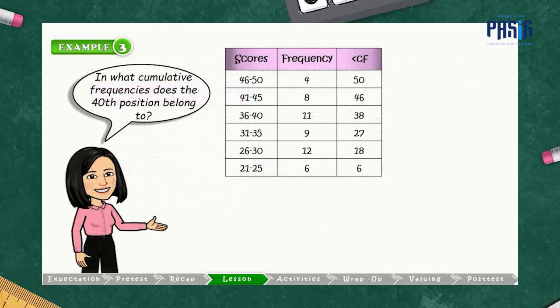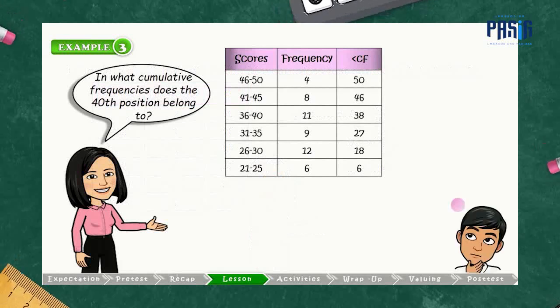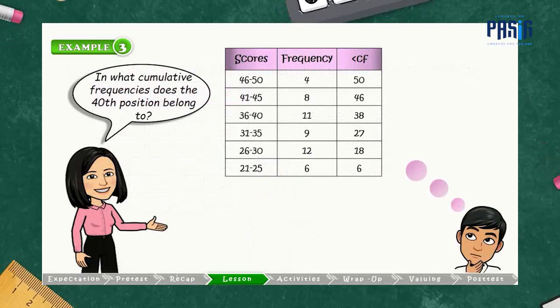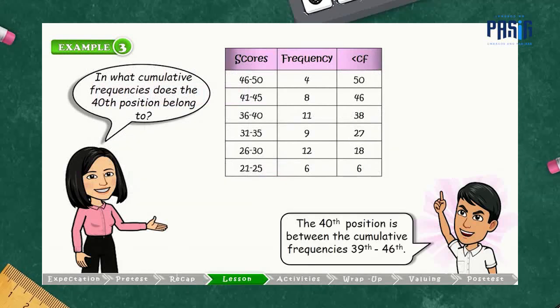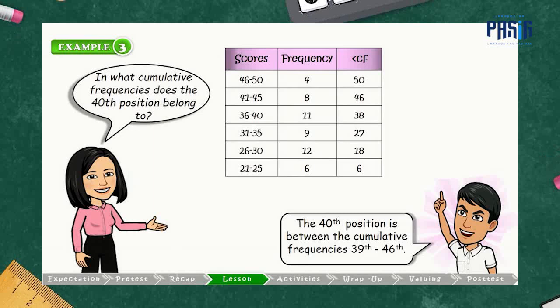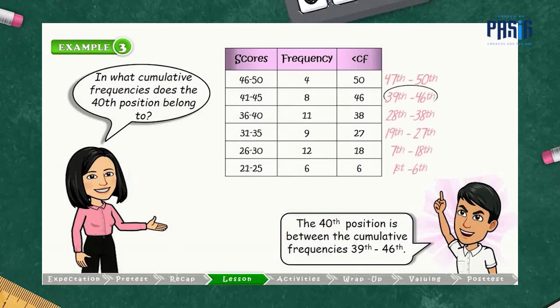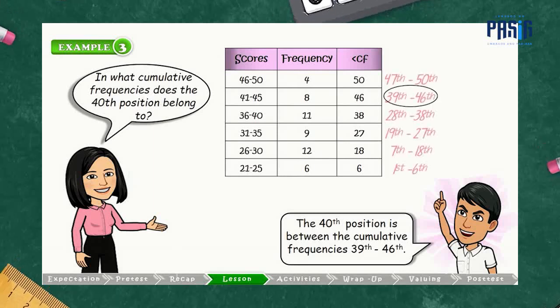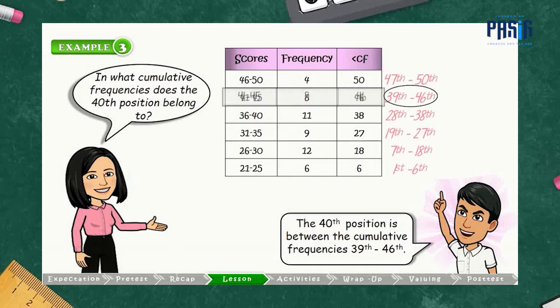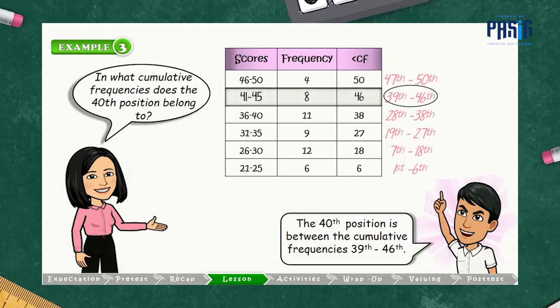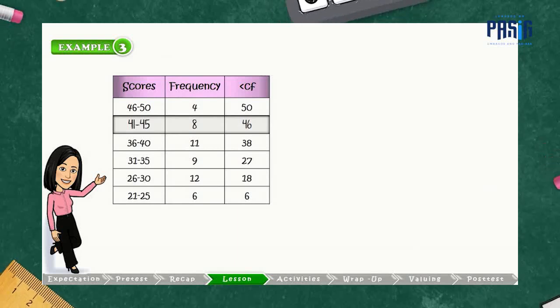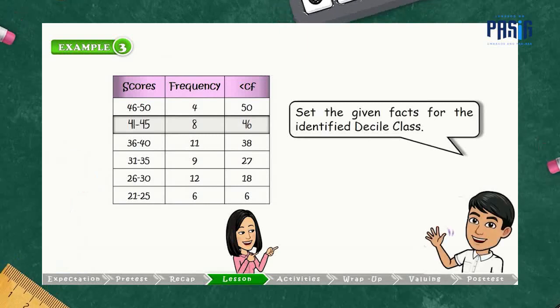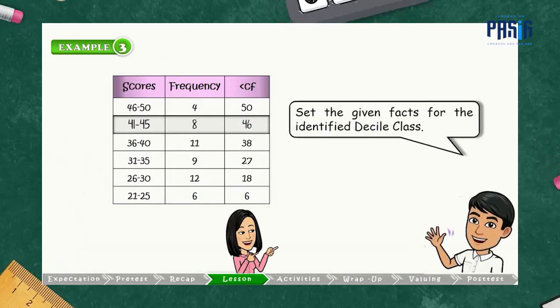In what cumulative frequencies does the 40th position belong to? That's correct. The 40th position is between the cumulative frequencies 39 to 46, which belong to class interval 41 to 45. What's next after we determine the 8th decile class? Right. Set the given facts for the identified decile class.